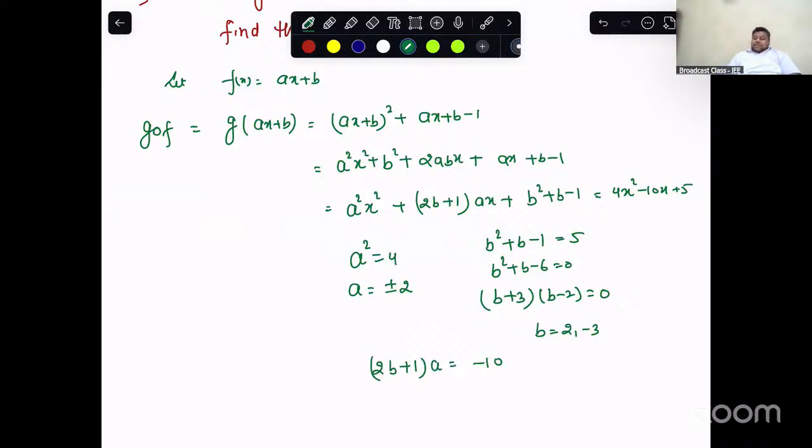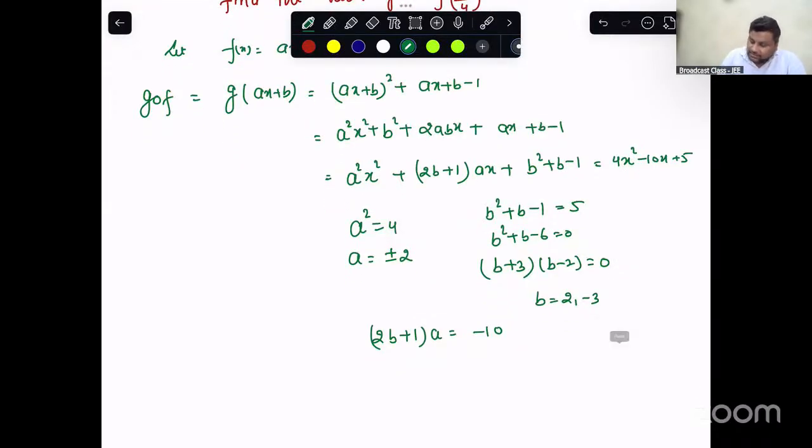Now tell me, how can you make it minus 10? Getting my point? Let us make a case. If I take a as 2, it implies 2b plus 1 will be minus 5. So 2b is minus 4, so b is minus 2, which is not an option anywhere with me.